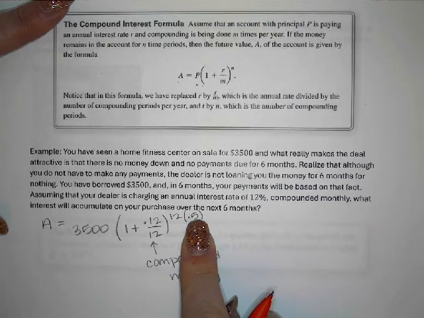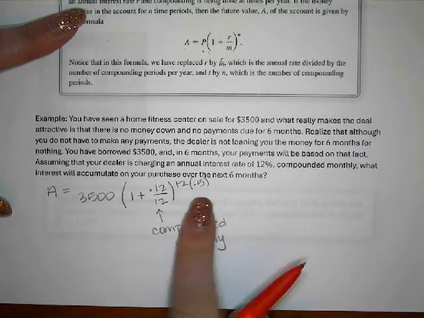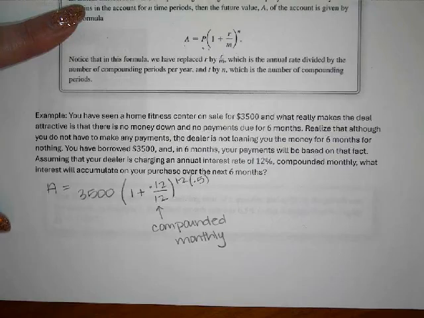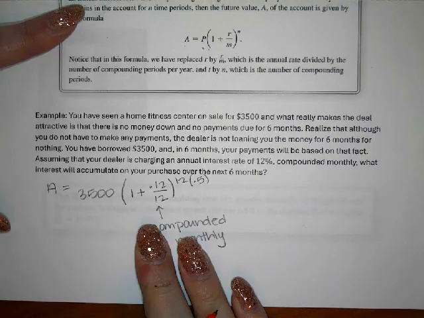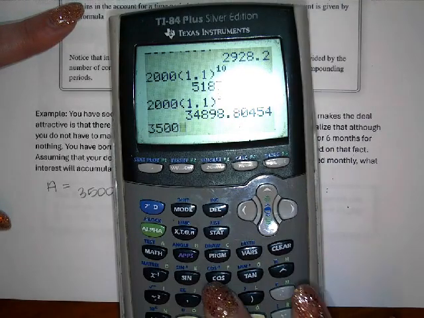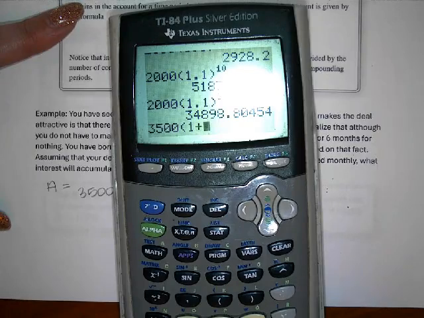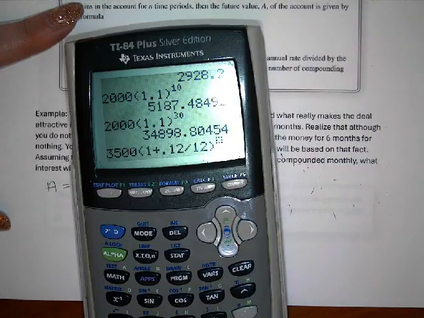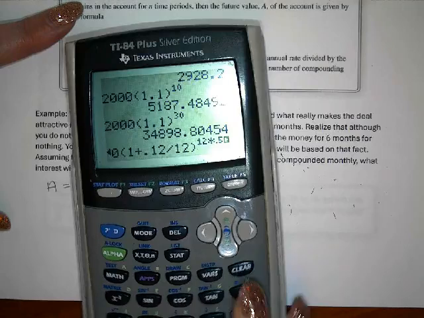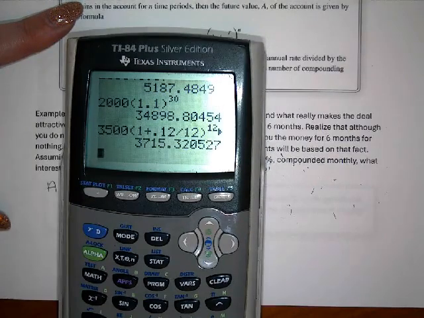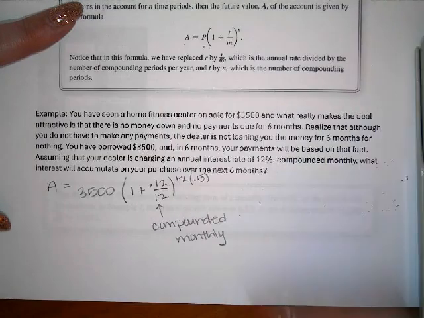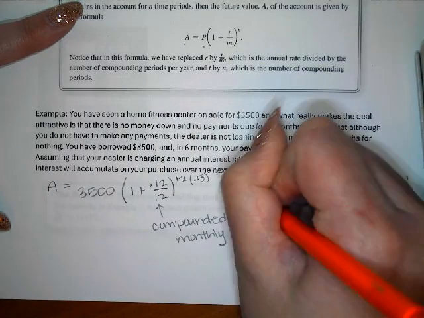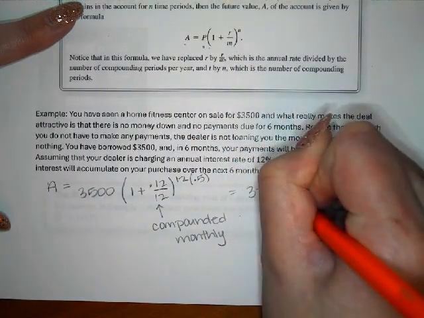So this is what we're going to plug into our calculator to see how much we're going to accumulate on this over the next 6 months. So 3,500 times 1 plus 0.12 divided by 12 raised to the 12 times 0.5, which is 6. And the answer is $3,715.32.